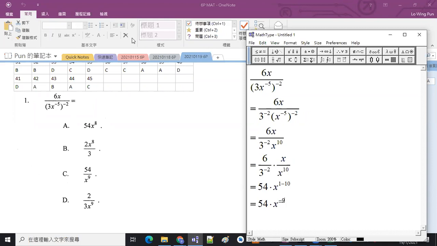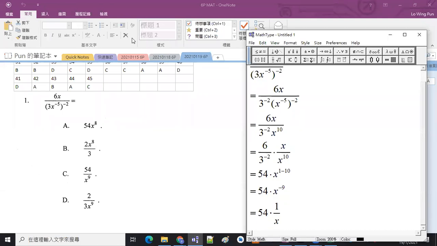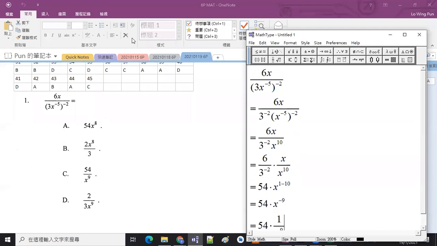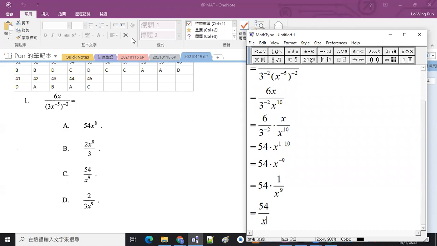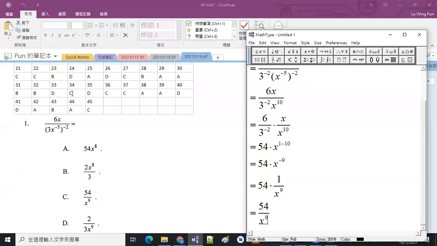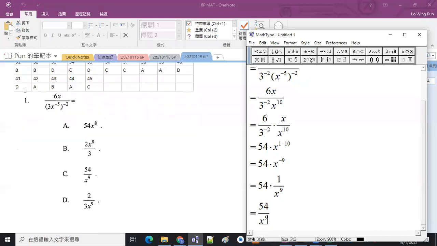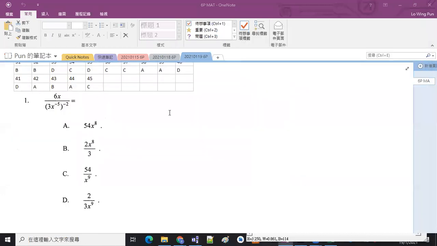Can you get this? Okay, and then if you have a negative index, you just change it to upside down. Okay, 54 times 1 over x to the power 9. And then you have number multiplied to a fraction. Then you just multiply the number to the top part of the fraction. So that should be 54 divided by x to the power 9. Okay, so that is the answer. The answer is option C. Can you get this?